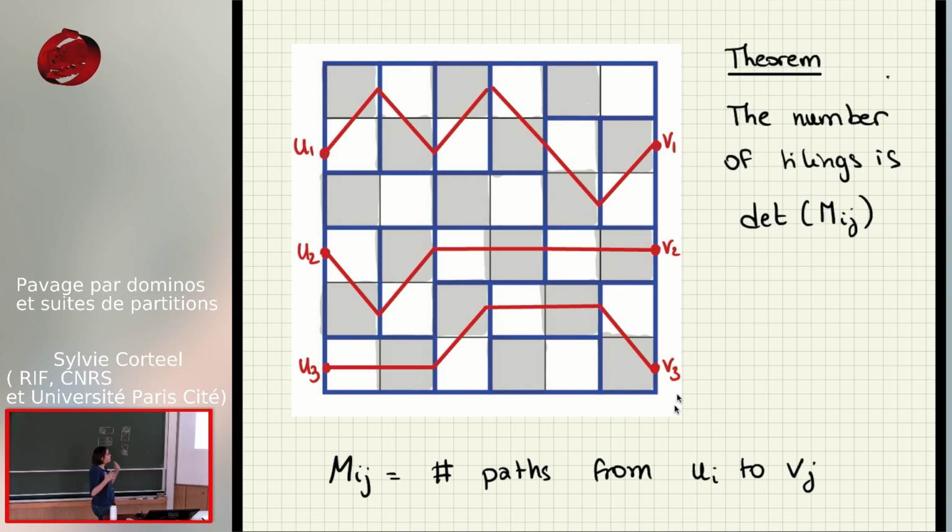And so that's the theorem in general, okay: if your domain behaves fairly well, you can fix your starting points and ending points, then the number of tilings is going to be computed by this determinant, and the size of the matrix is exactly the number of starting points.